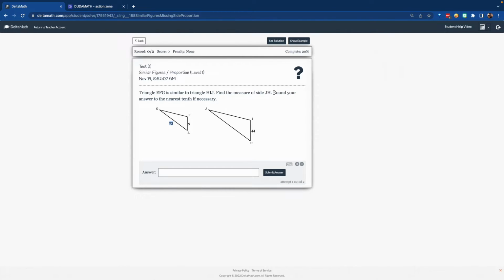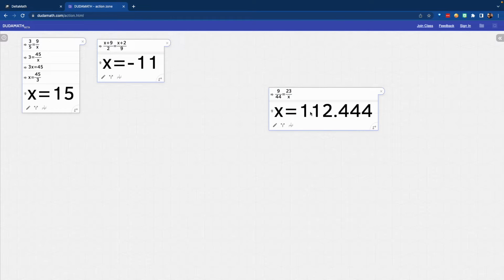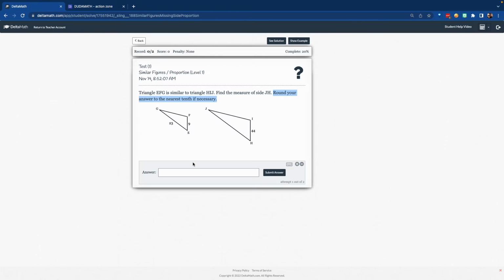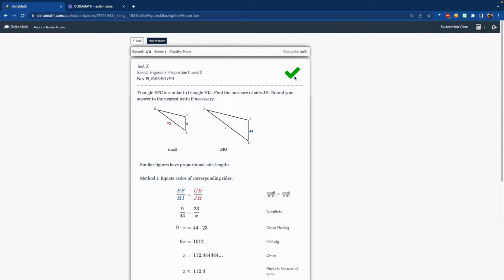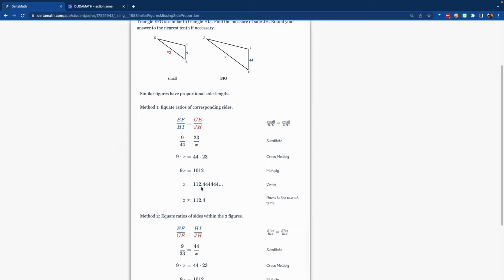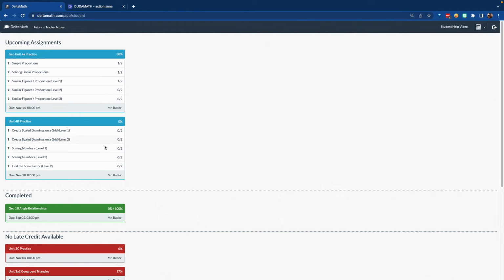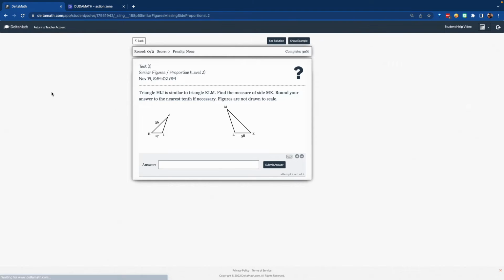And round your answer to the nearest tenth if necessary. So 112.444 would just be 112.4. Let's try that. And that was correct because it had that same answer that we were getting. But that means it was approximately 112.4. Let's see a next level up.